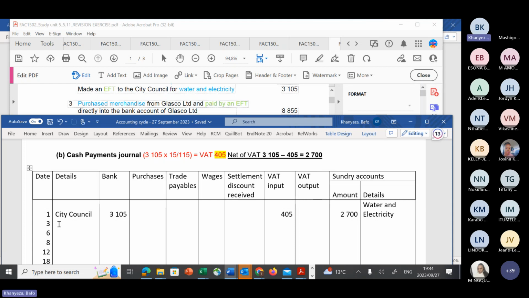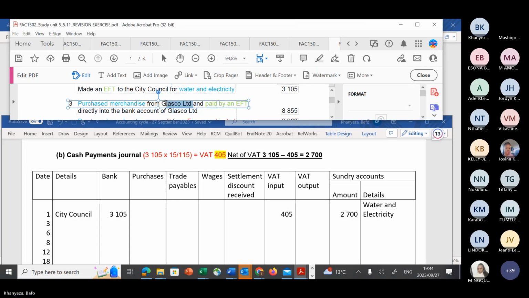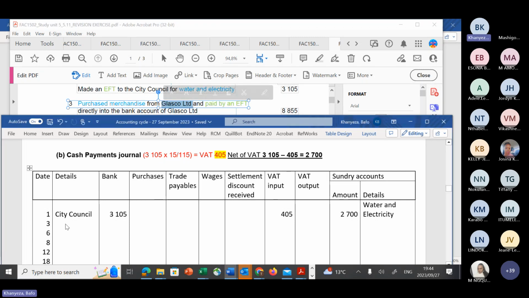So the details, it's the name of the people that we bought from, it's Glasgow Limited, as you can see here, Glasgow Limited. LTD. Now, we check first, do we have an account for this?